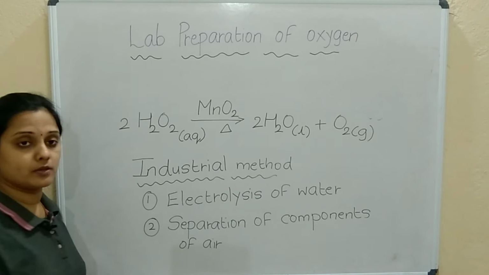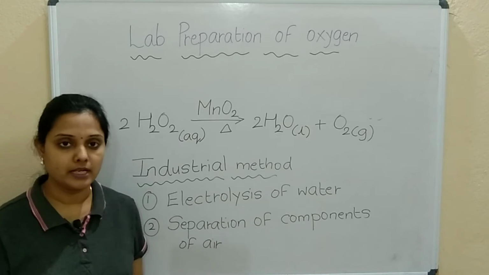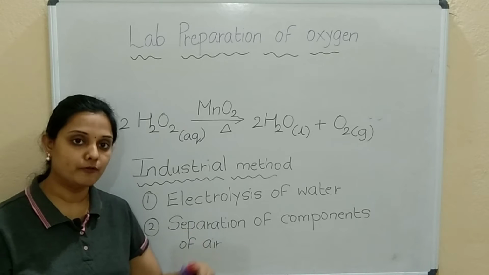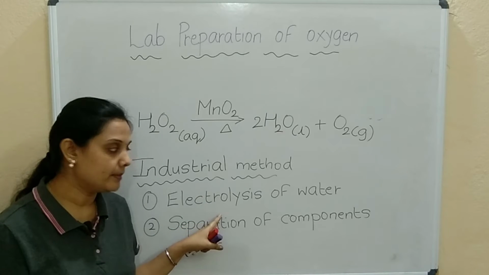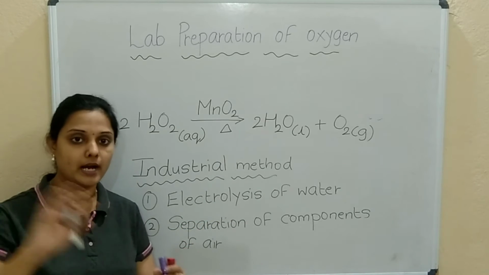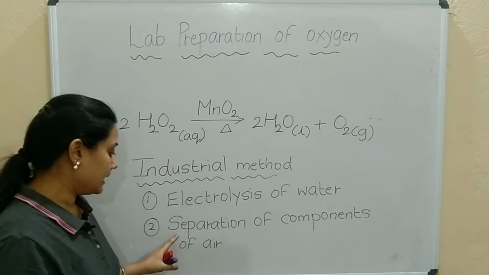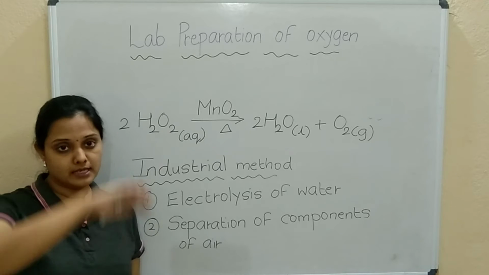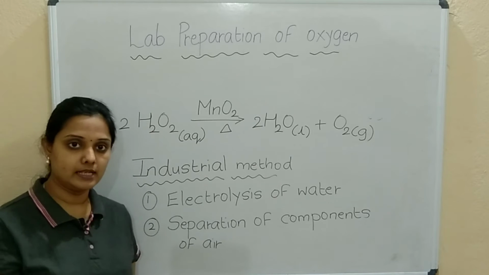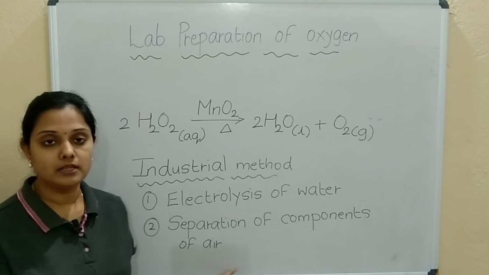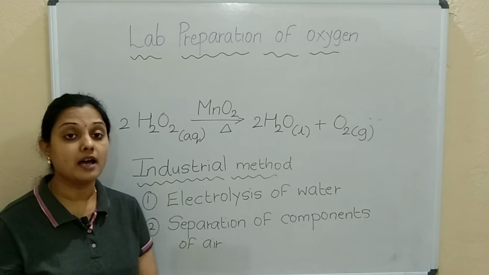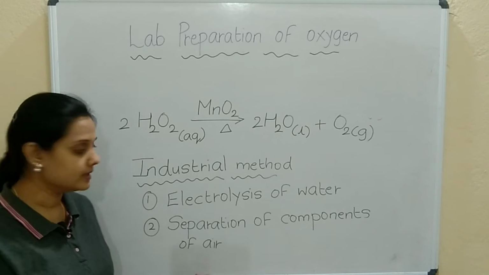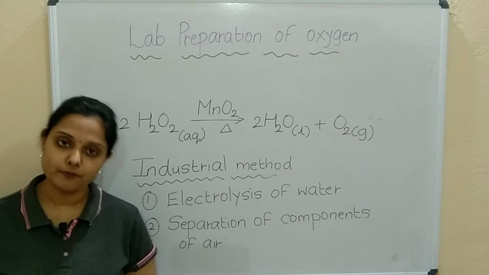By electrolysis of water, hydrogen and oxygen are produced. In the presence of electric current, the water splits into hydrogen and oxygen. The second method is separation of components of air, where we pass air through fractional distillation, and then nitrogen, oxygen and argon gas are separated, because air consists of these gases. So these are the two industrial methods of dioxygen.